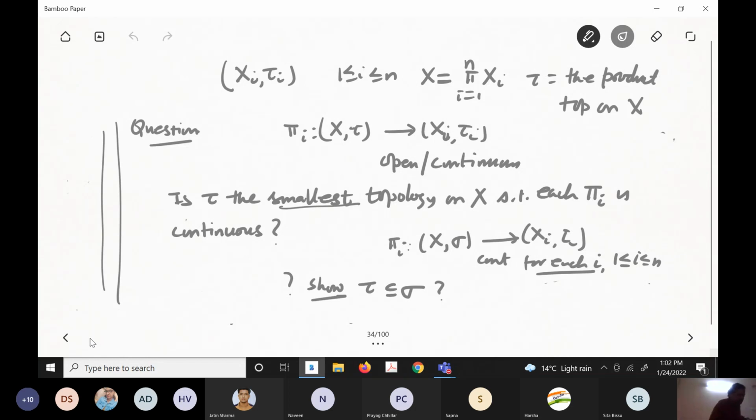Hello, let me start. I think you have understood my question. I wrote very clearly: is it the smallest topology such that each pi is continuous? That you do it. Why I'm talking about it is because the quotient topology is exactly the opposite direction.